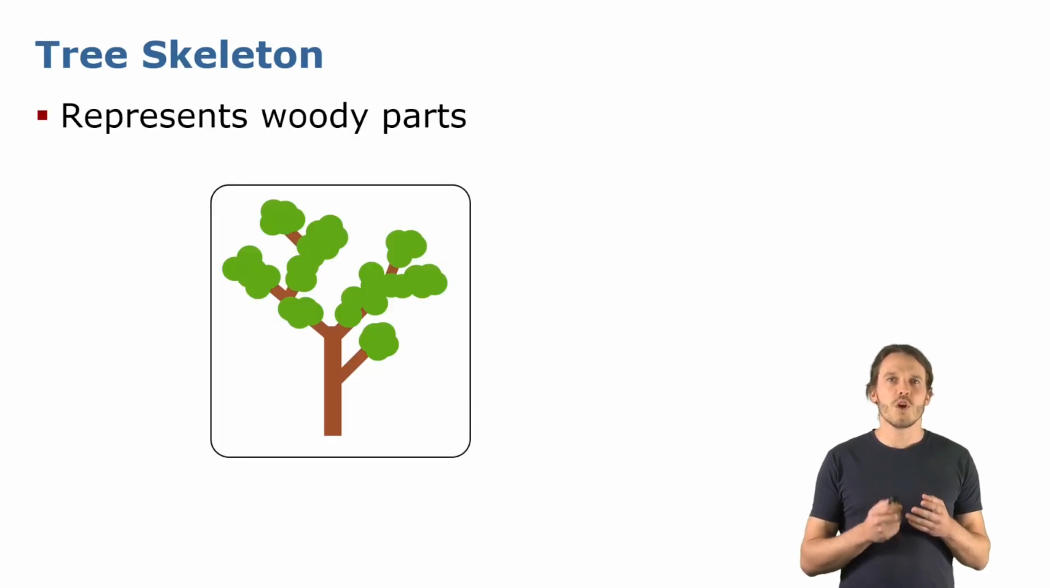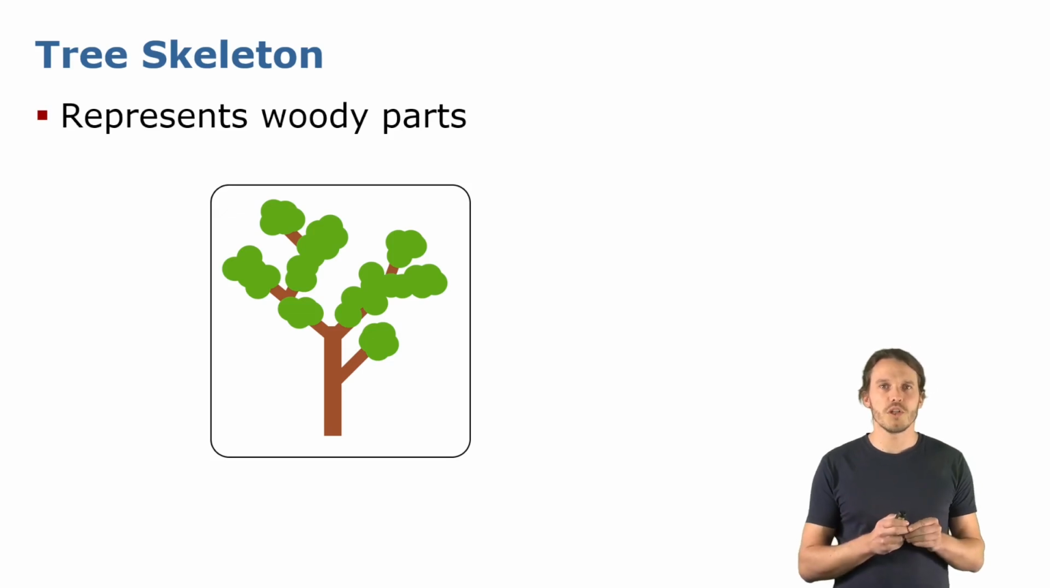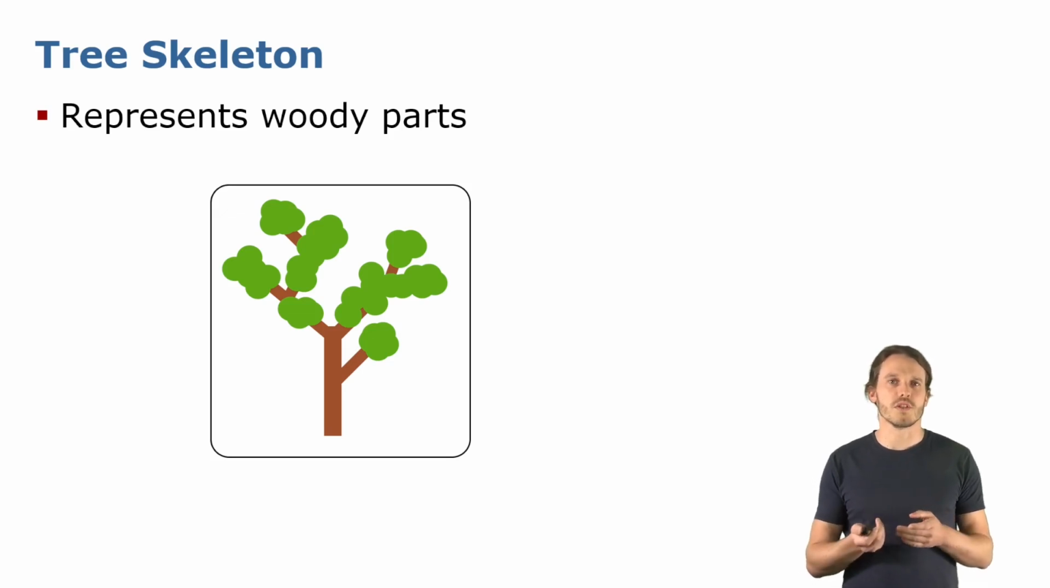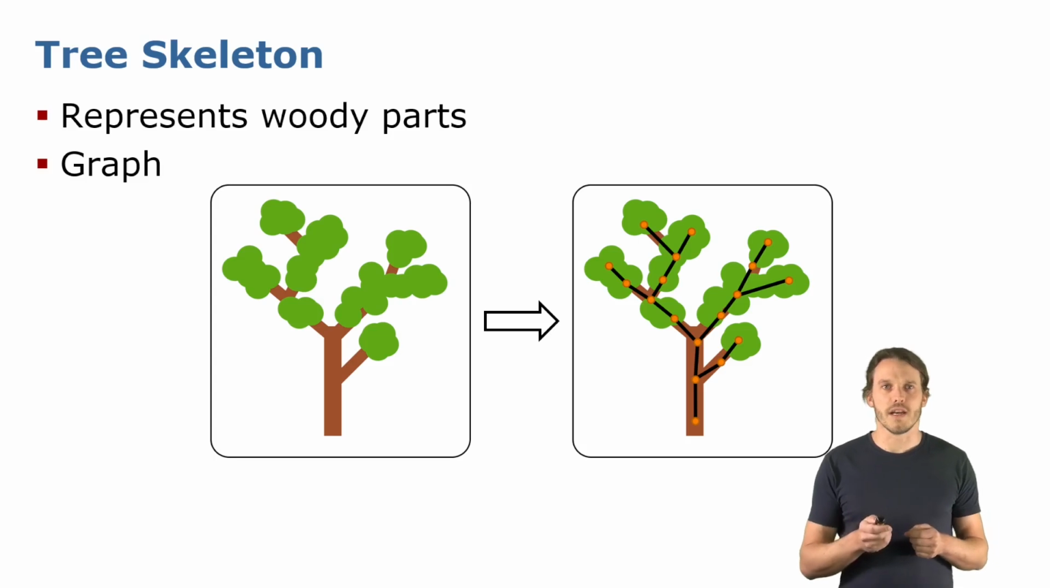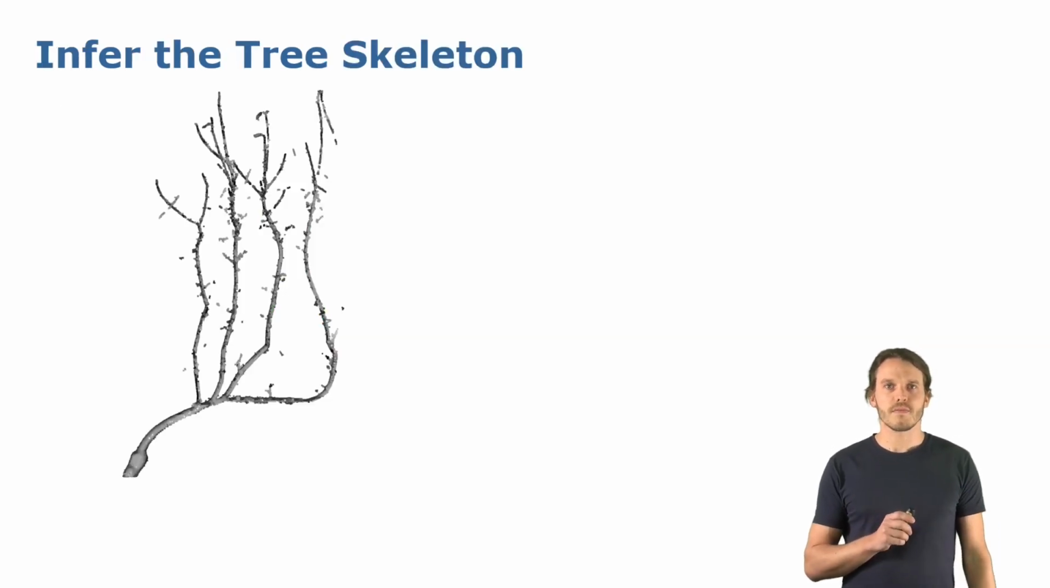This is what is commonly called a tree skeleton, which represents the woody parts of the tree. The tree skeleton is a graph, as the one here, where the nodes are the orange dots and the edges are the black lines. When we have data like the example here, it is actually easy to reconstruct the skeleton, as the branches are all visible and all the points in the point cloud are part of the branches. So it is not surprising that this is the result.